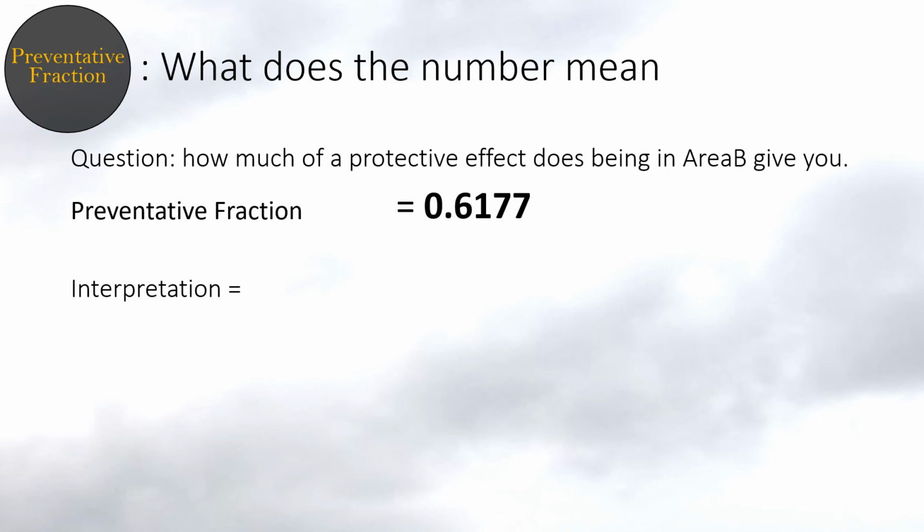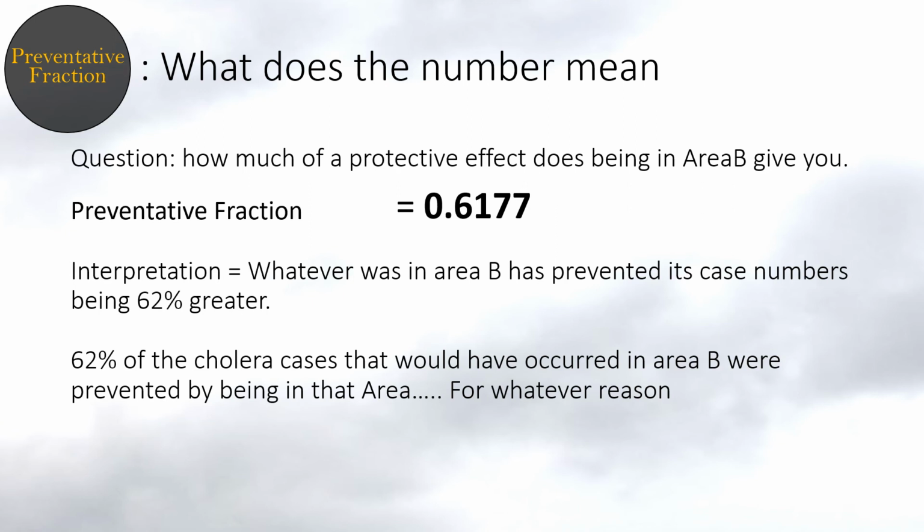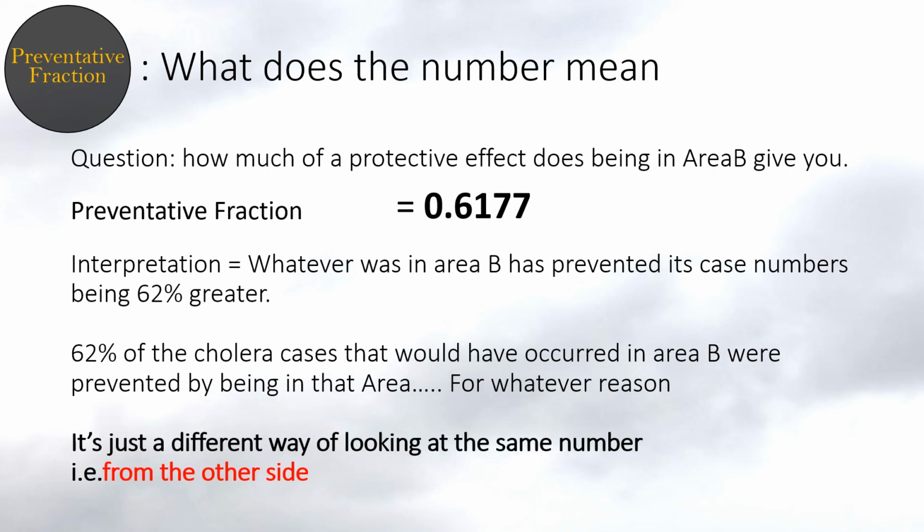So then, what does this number mean? Again, the question is how much of a protective effect does being in area B give you? So the preventative fraction is 0.6177. So the interpretation is whatever was in area B has prevented its case numbers being 62% greater. Or 62% of the cholera cases that would have occurred in area B were prevented by being in area B for whatever reason. That's just an interpretation that's flipped on its head, and it's another way of looking at it. But both interpretations are completely valid in this situation.